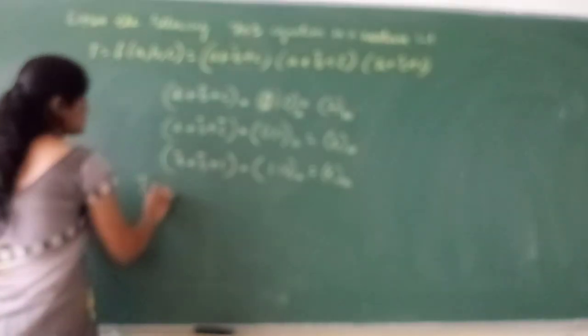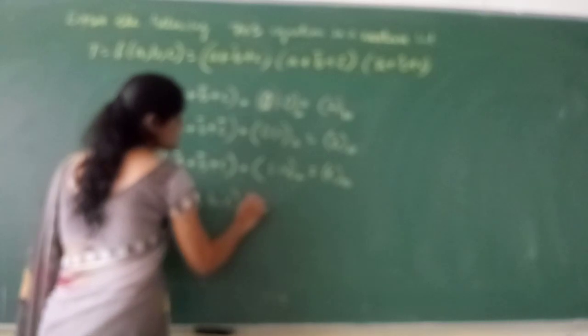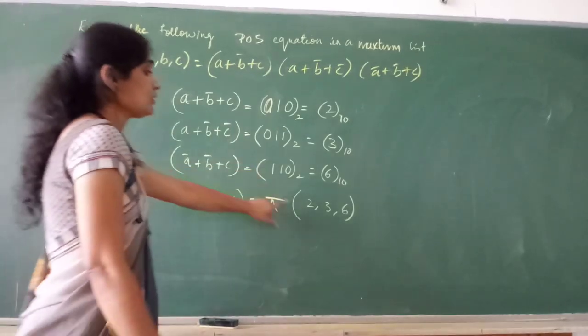So the max term list is t is equal to f of a, b, c is equal to, how do we write max terms? Pi. So pi of 2, 3, 6. So these are the max terms list for this equation.